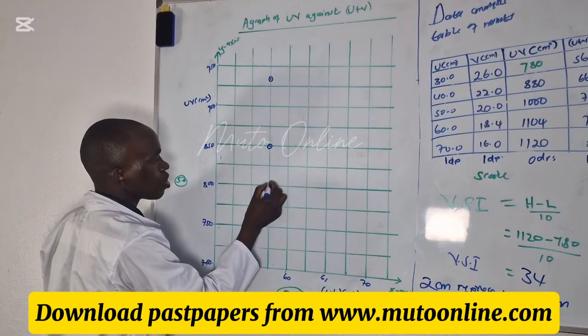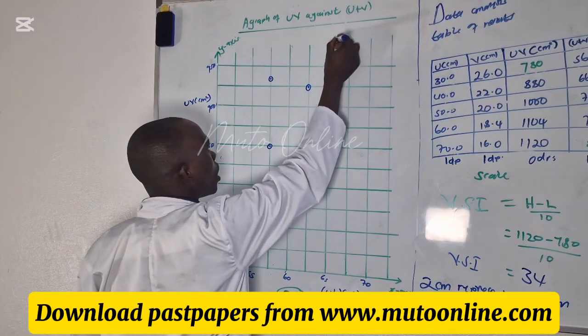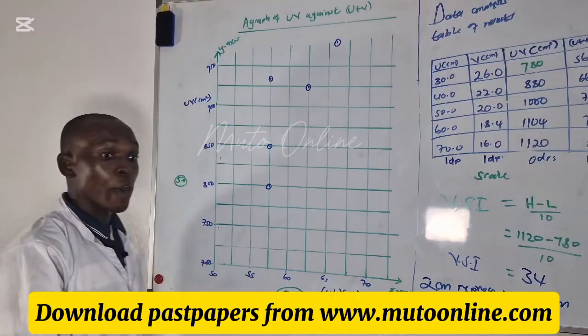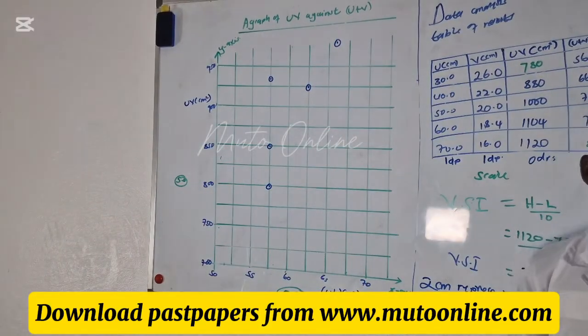A small dot and a small circle. You plot well. After plotting well, we now need to find the slope.